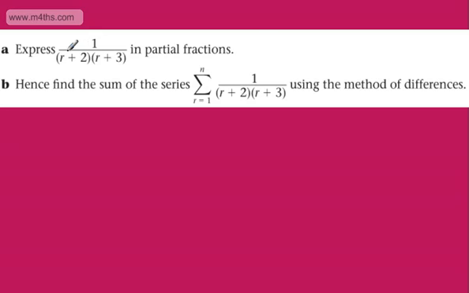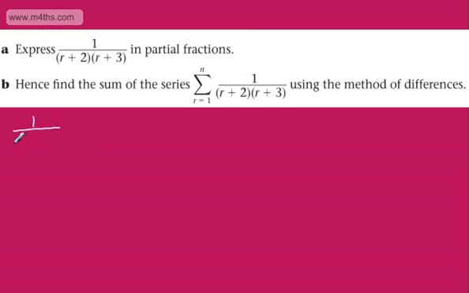We're asked to express 1 over r plus 2 multiplied by r plus 3 in partial fractions. I'm assuming that you're cool with partial fractions. If you're not, check out the C4 videos. It won't hinder your ability to understand the next bit. It says, hence find the sum of the series from r equals 1 to n of 1 over r plus 2 multiplied by r plus 3 using the method of differences. So let's get some partial fractions going on.